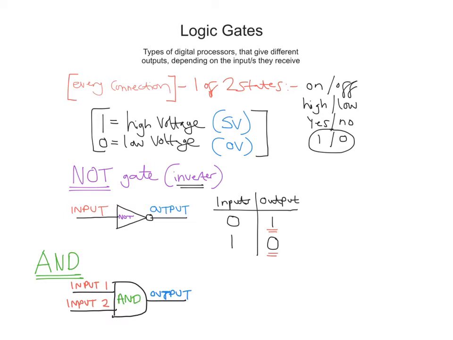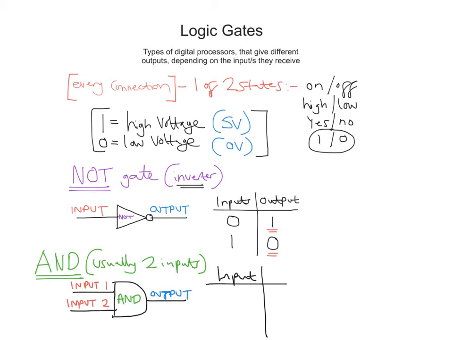Now AND gates can have more, but usually have two inputs. So we'll just make a note of that. So usually two inputs to this type of gate. Now each input again can be a 0 or a 1. So we need to consider all the possible combinations that you can get for this. Now an AND gate only gives an output of 1 if both the first input and the second input are 1. So let's put that into a table and I can explain what I mean by that.